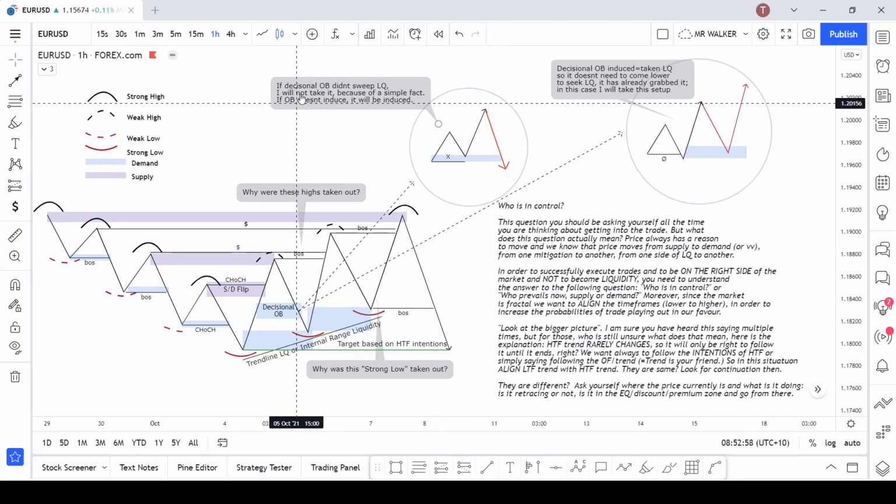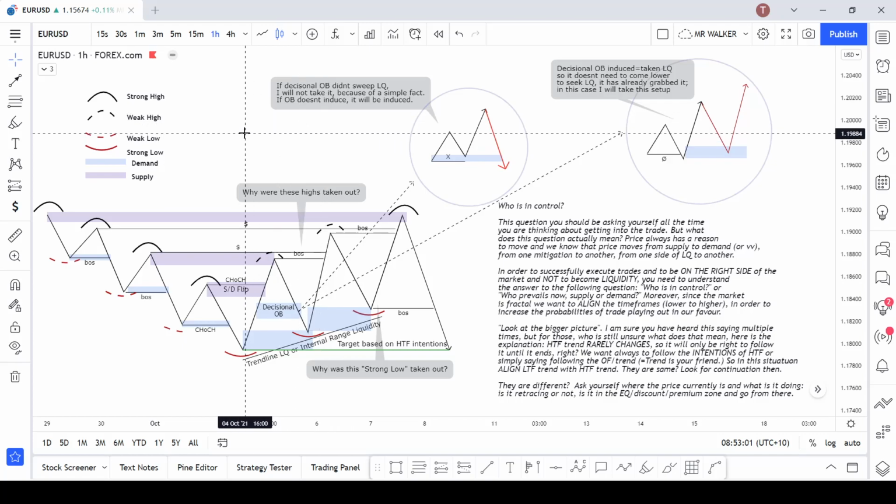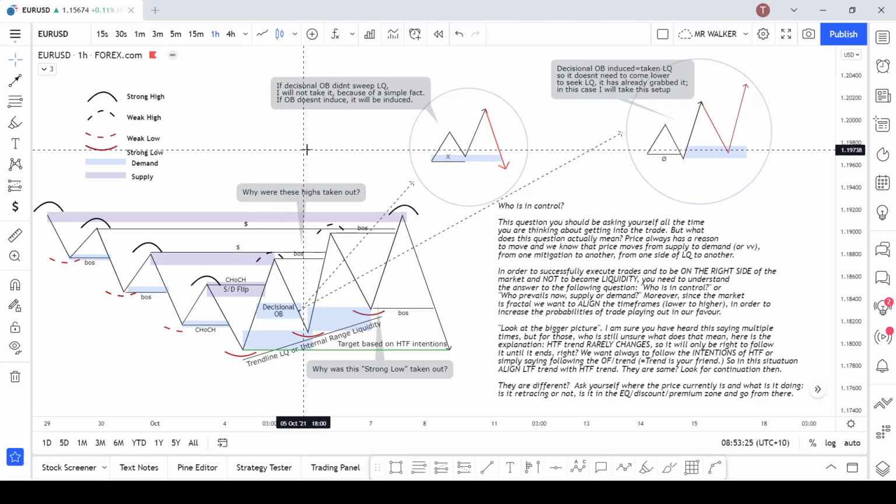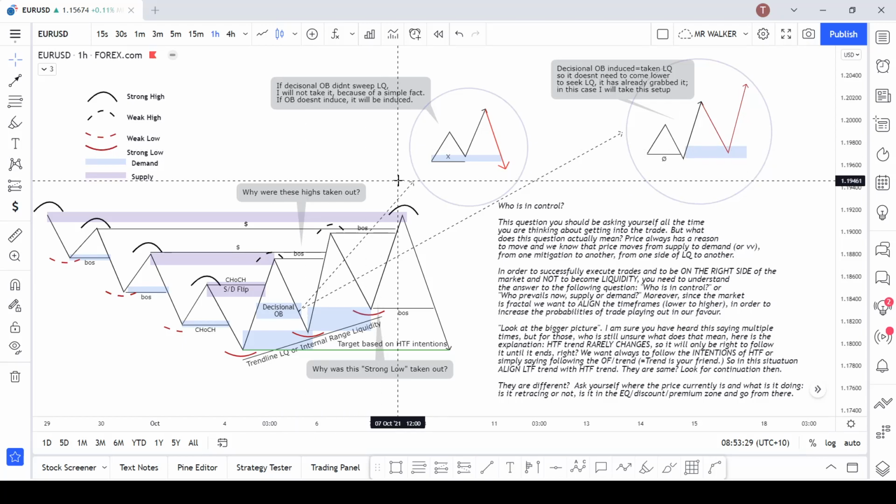So if the decisional order block didn't sweep liquidity, I will not take it because of a simple fact: if the OB doesn't induce, it will be induced. Okay. I have posted I think 3 screenshots on this subject. This is a theory that I am still testing, so I didn't really make a video on it just yet. But as soon as I am finished, I will do that.